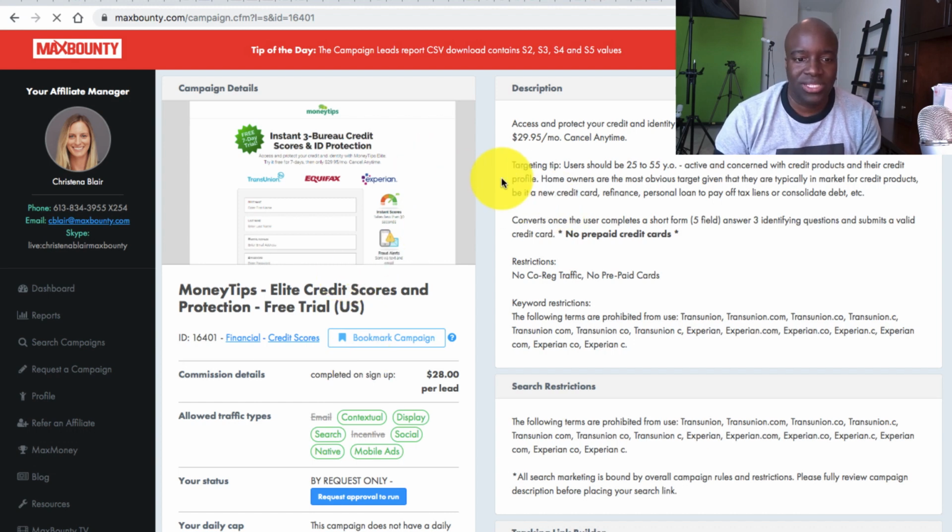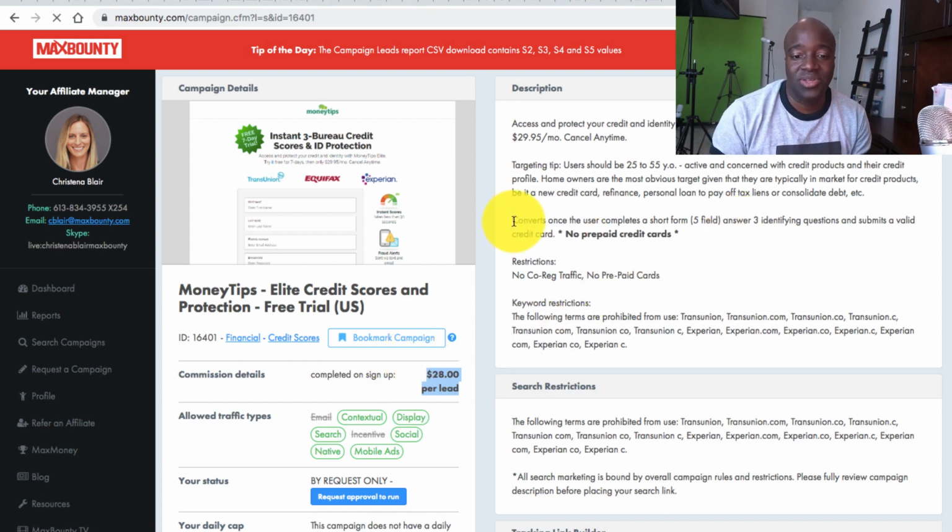And this is going to give me access to my 3 bureau credit report scores plus ID protection. So it says it's a 7-day trial, and after the 7-day trial they would pay $29.95 and they can cancel anytime. But this is actually paying out $28 just for a completed sign up. So just for them taking the trial, you're going to make the $28.